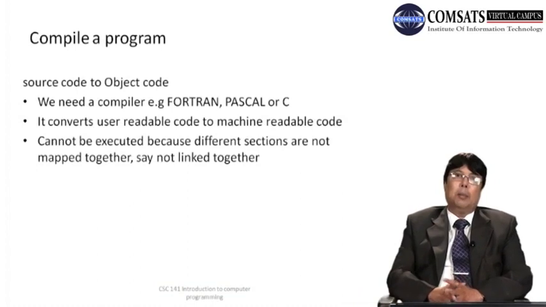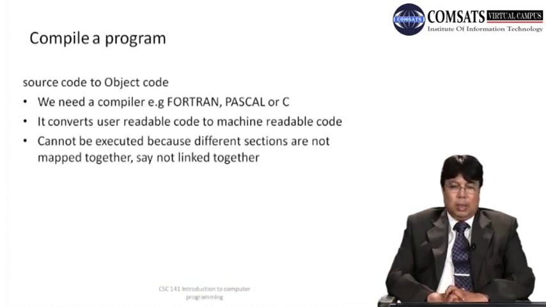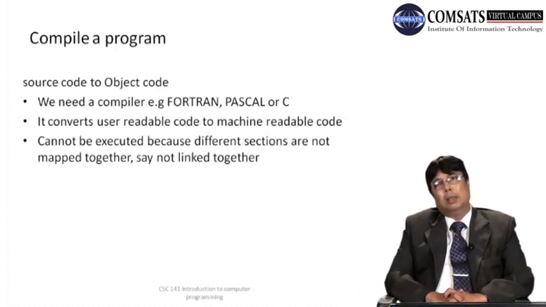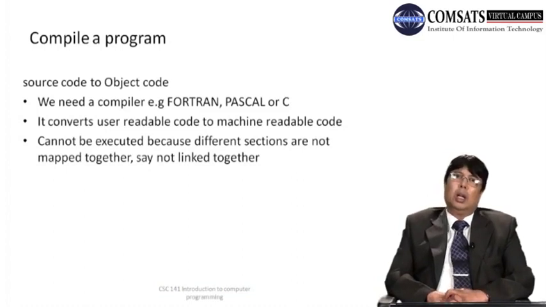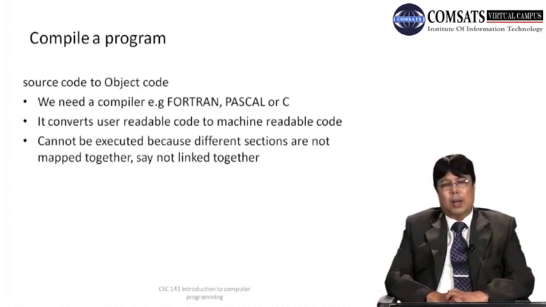Next, compiling a program. For every language, you are required to have a compiler. You will remember, we talked about syntax and semantics. It is the responsibility of the compiler to check the syntax of the language. So if you are using the Fortran language, you must have a Fortran compiler. If you are using the C language, then you should have a C compiler. What does it do? It converts your source code into object code.